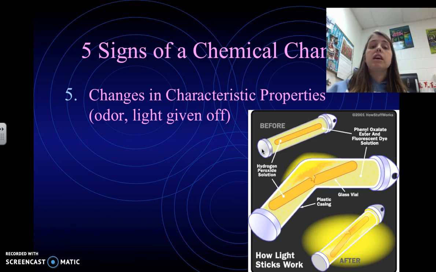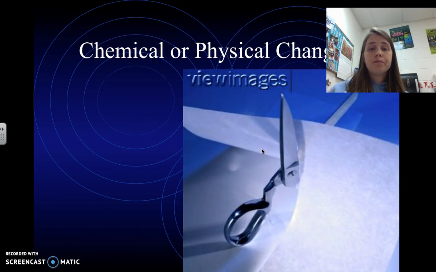So the last sign would be changes in characteristic properties. So if it smells bad or if light is given off, those are things that could tell you it's a chemical change.